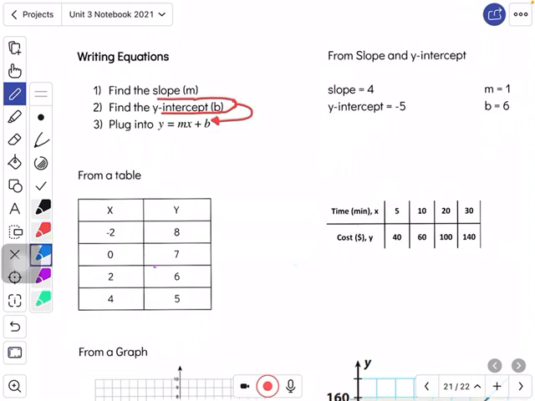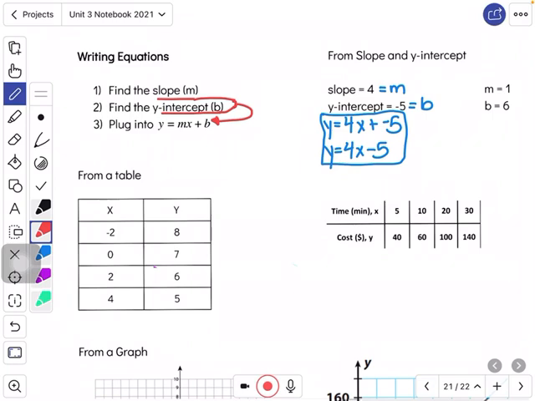So if we are given the slope, which is our m, and the y-intercept, which is our b, we just plug them in. Y equals m is 4, x plus b is -5. The more formal or official final answer would be 4x minus 5. I will accept either as correct.